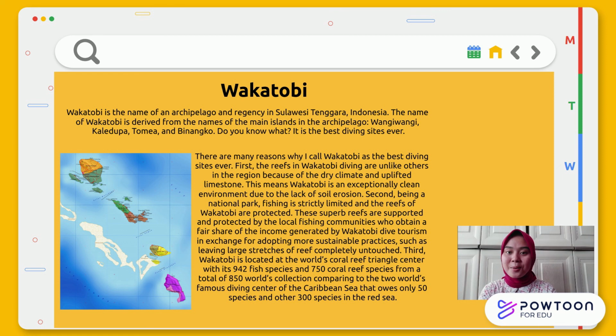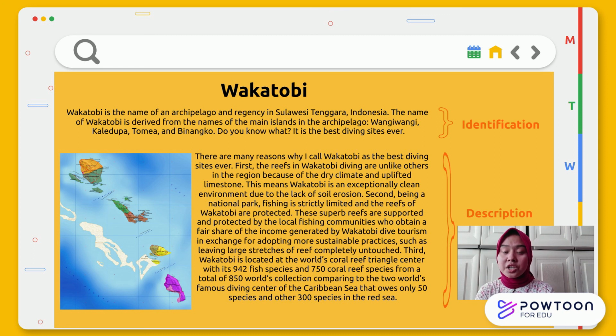Do you still remember what is the generic structure of the descriptive text? Yes, Rizky? Identification and description. Correct answer. Now, could you please tell me which paragraph represents the identification and description of Wakatobi? The first paragraph is the identification and the second one is the description. Great job, Rizky. Okay, now let's talk about the language features contained in the text.